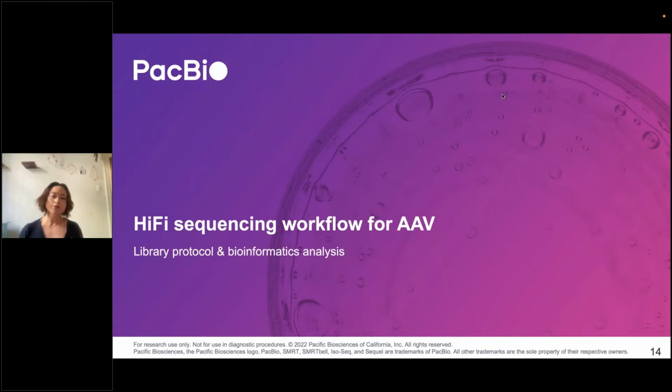So now that I've walked you through the publications, I'd like to give you a high-level overview of the library protocol and the bioinformatics analysis that PacBio currently offers. I would like to emphasize that because AAV is such a unique vector, there's really not one way to produce a library from which you can use PacBio for sequencing, and there is not one way to do bioinformatics analysis. What we are offering here is a guideline, and we're happy to work with any of you to understand more how we can actually help you make a better AAV library and do better analysis.